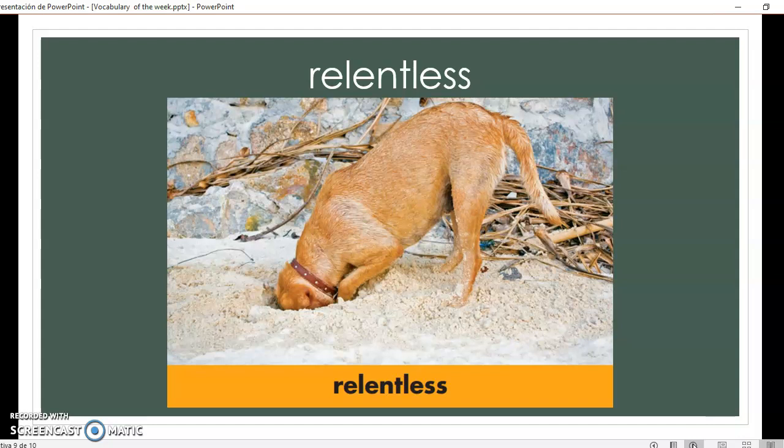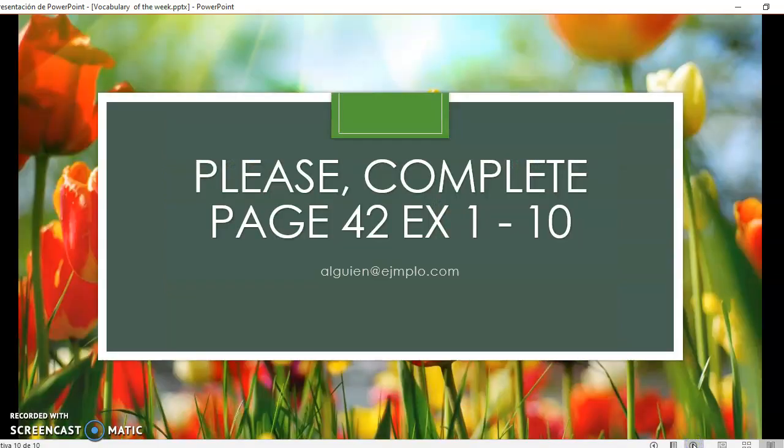Okay, and the last slide, I would like to explain to you the activity that you'll need to do. You can watch this video as many times as you need to understand the meaning of the words. And the same words you will work with on page 42. You will do only exercises from 1 to 10, including the puzzle. You will not do the last part where it says to write a paragraph on a separate piece of paper. You will just use the vocabulary words.